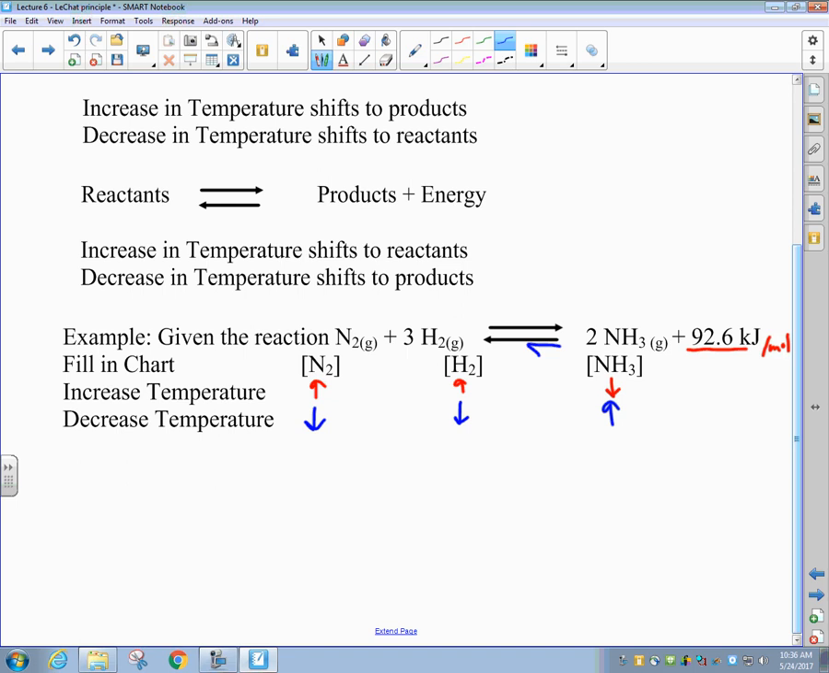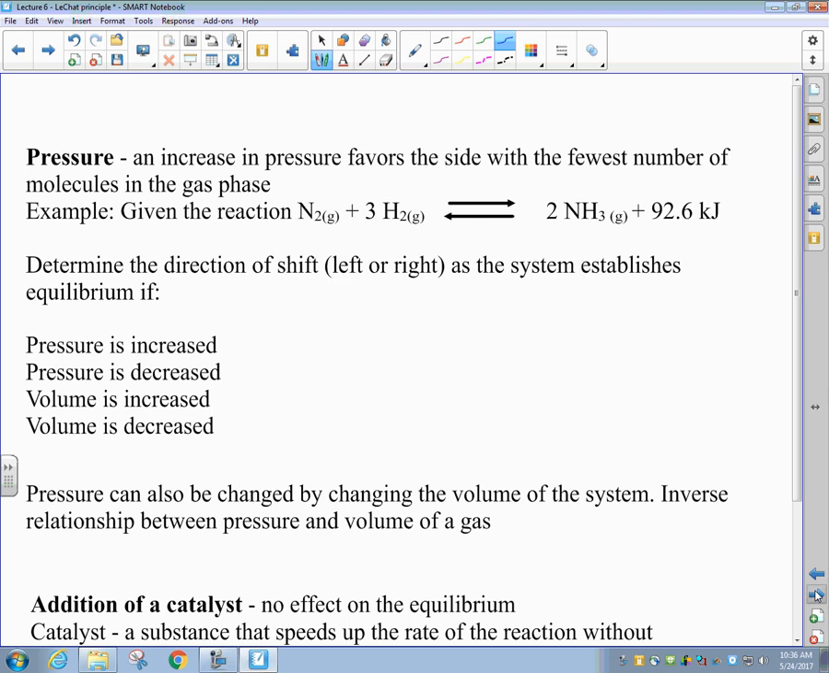Moving on to our third type of stress that can occur to equilibriums: pressure. An increase in pressure favors the side with the fewest number of molecules in the gas phase.